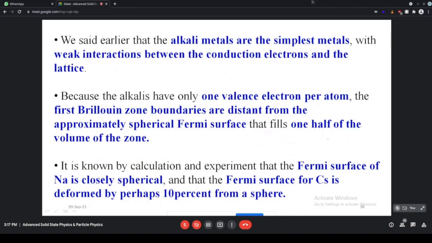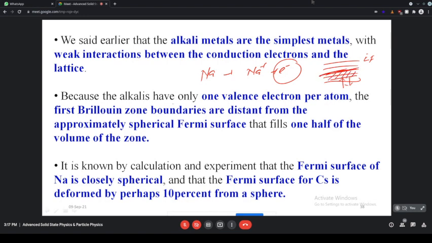If you consider alkali metals, suppose sodium, which contains only one electron. One energy level can be occupied by two electrons. Therefore, if you consider only one valence electron, and suppose this is the Fermi energy, then only half of this energy level will be filled.